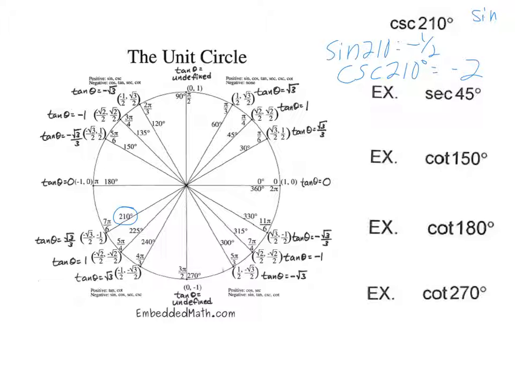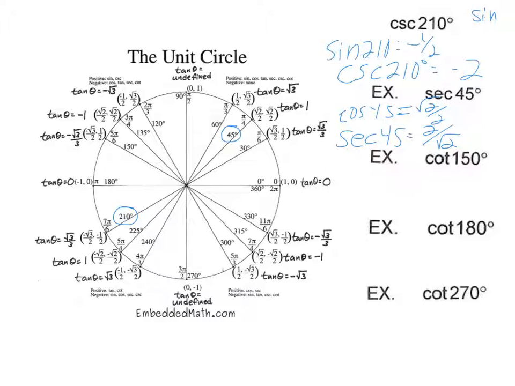The secant of 45 degrees, so I go to 45 degrees. Secant is the cosine flipped over. The cosine at 45 degrees is square root of 2/2. So if I flip that, that means the secant is 2 over the square root of 2. Now sometimes books prefer that you multiply top and bottom by square root of 2, rationalize the denominator so that you don't have a square root in the bottom. It doesn't matter to me, you can just leave it.